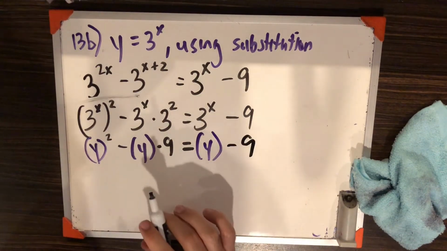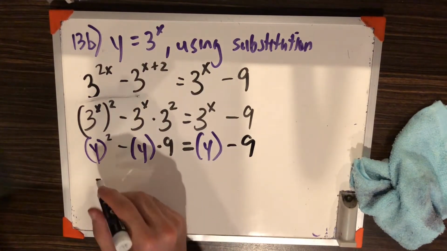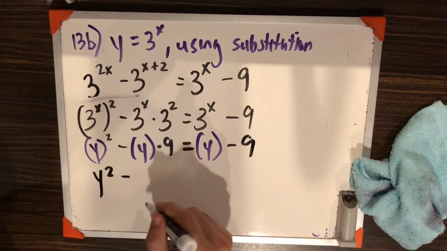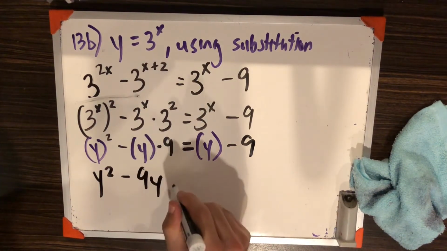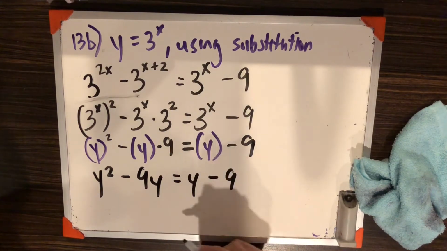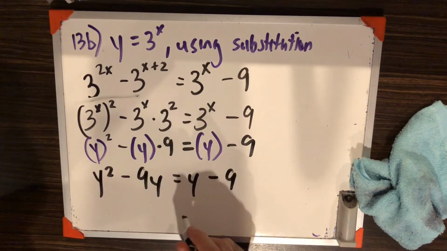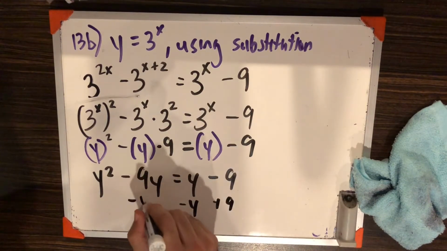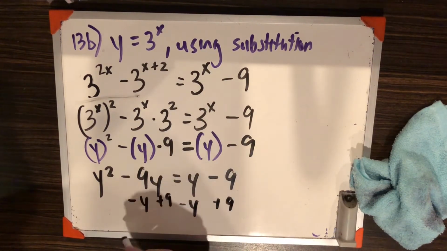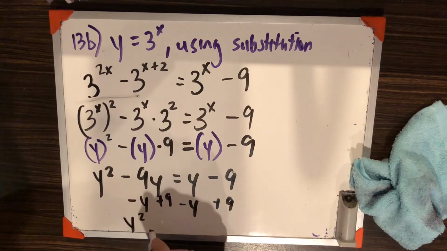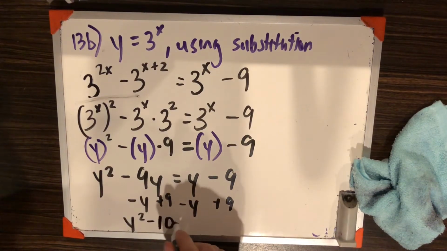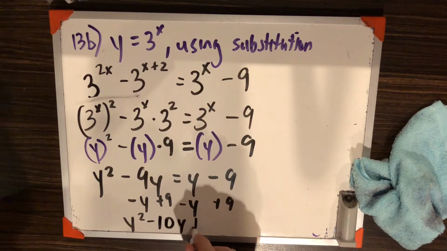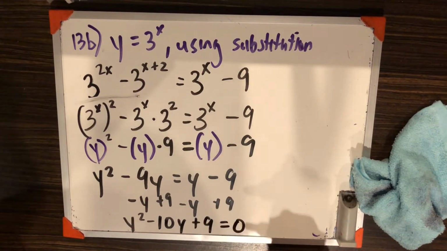We need to solve for y and then eventually solve for x. So y squared, 9y is equal to y minus 9. Move everything to one side, so minus y and then plus 9. This would turn out to be y squared minus 10y plus 9 is equal to 0.